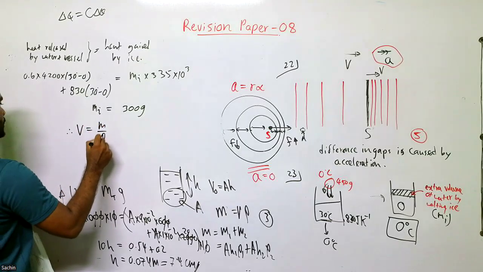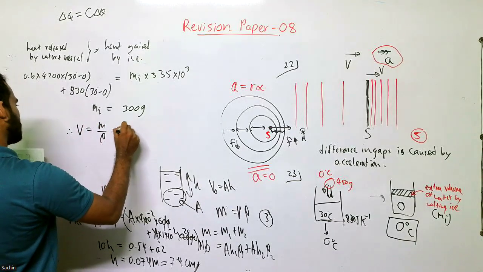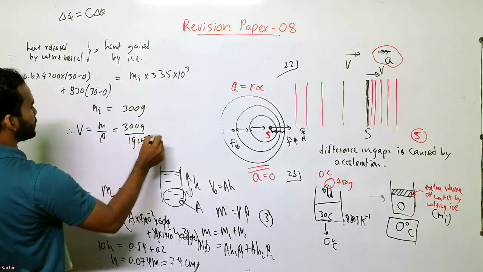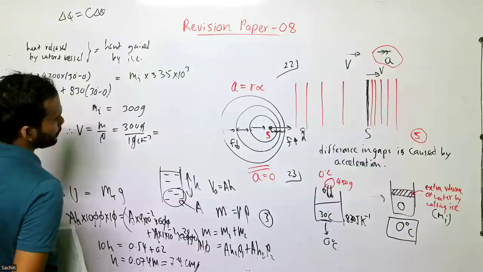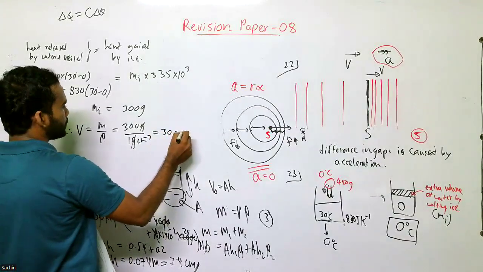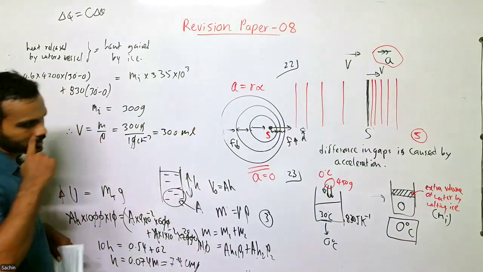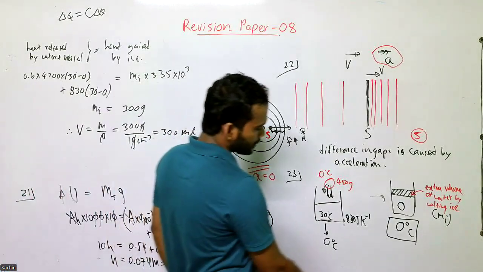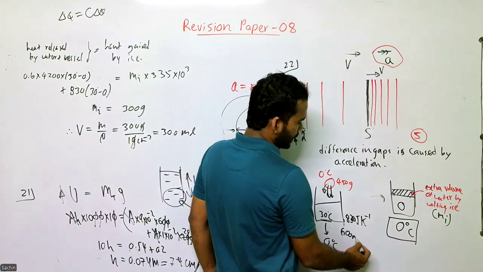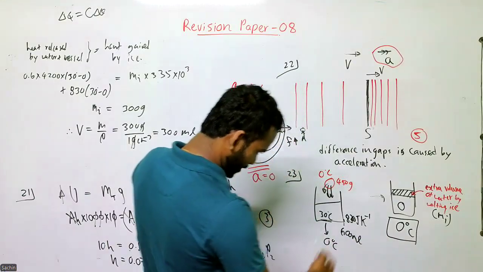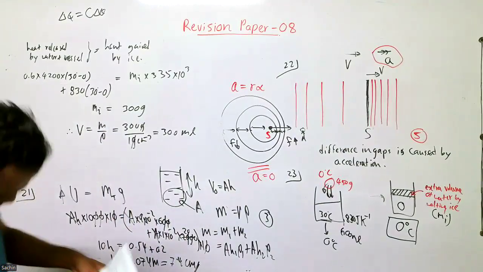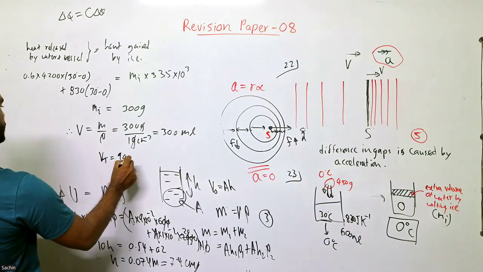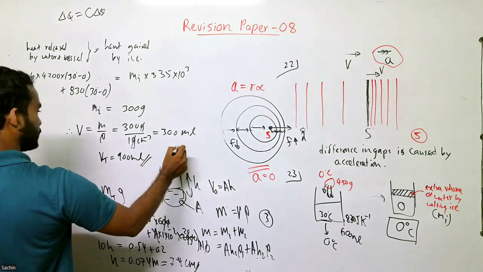Volume should be mass divided by density. The mass is 300 grams. Density of water is 1 gram per cubic centimeter. That thing you may remember. Cubic centimeter means milliliters. That is 300 milliliters. So initially there was 600 milliliters as well. So 600 plus 300, the total volume is now 900 milliliters, which is given in the fourth answer.